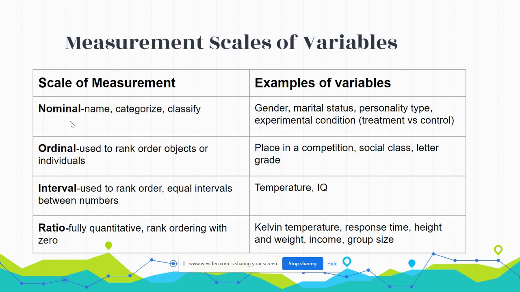And then ratio variables are basically the same thing, except for this time with a true zero. So if you're studying physics, the difference between Celsius and Fahrenheit and Kelvin is that only Kelvin has a true zero. Everything else is really close to zero, but approaching it. Response time, height and weight, income, and group size are ratio variables.